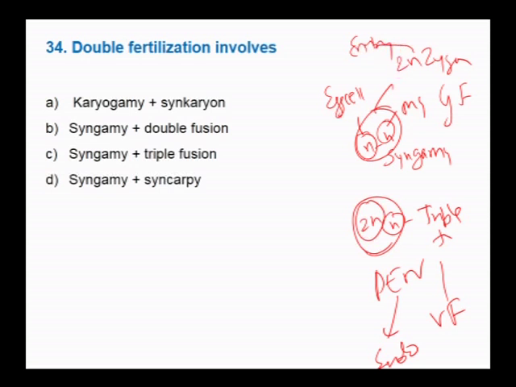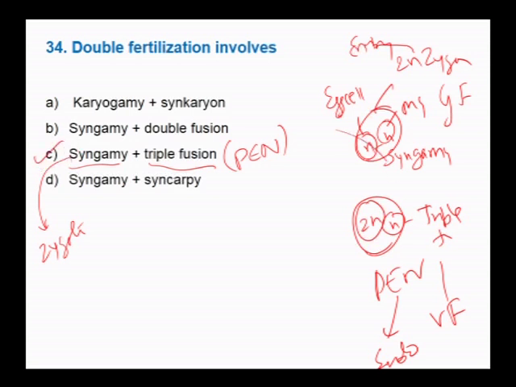The fusion of gametes is called syngamy and triple fusion. So the product of triple fusion is the primary endosperm nucleus, the product of syngamy is the zygote. Therefore, these together constitute double fertilization. Therefore, the answer is C.